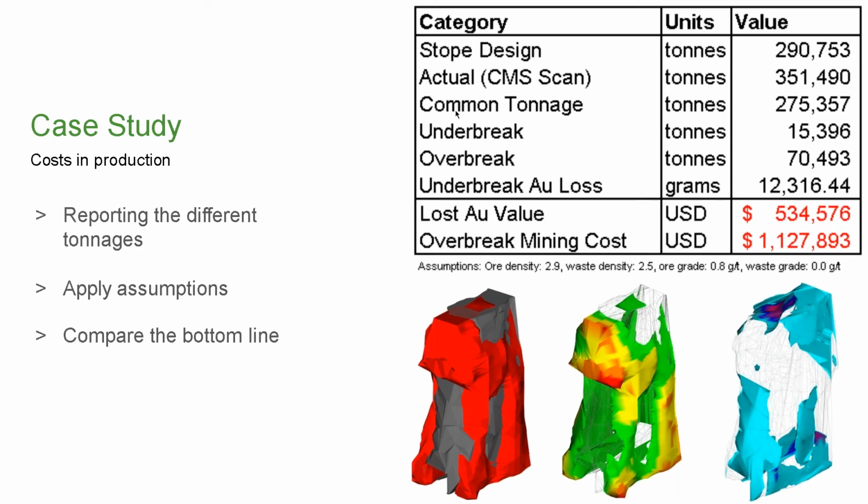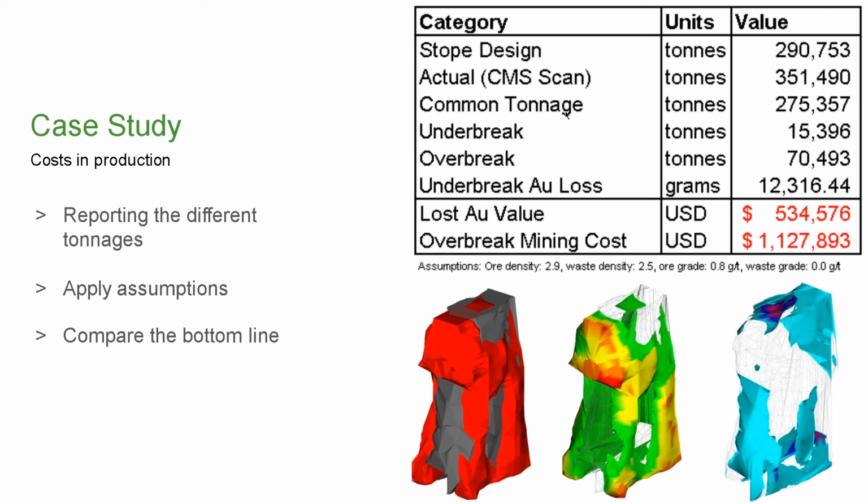The important tonnage to understand is the common tonnage, or how much of the design or plan did we actually target. In this case, it's 275,000 tons. The difference between the common tonnage and the stope design represents the underbreak, or in a production environment, we might refer to this as a loss. This loss is 15,000 tons for this example.